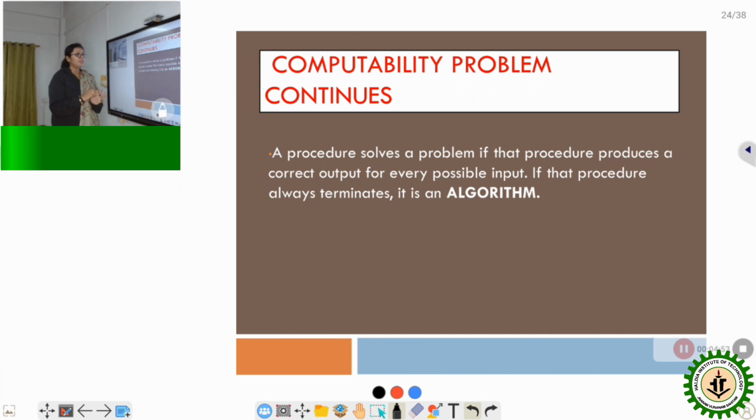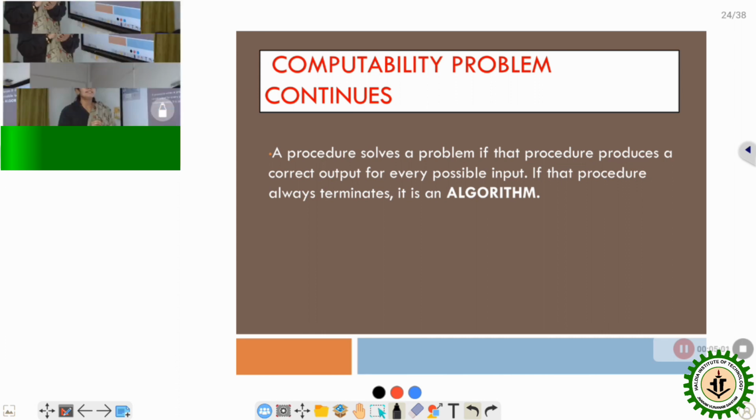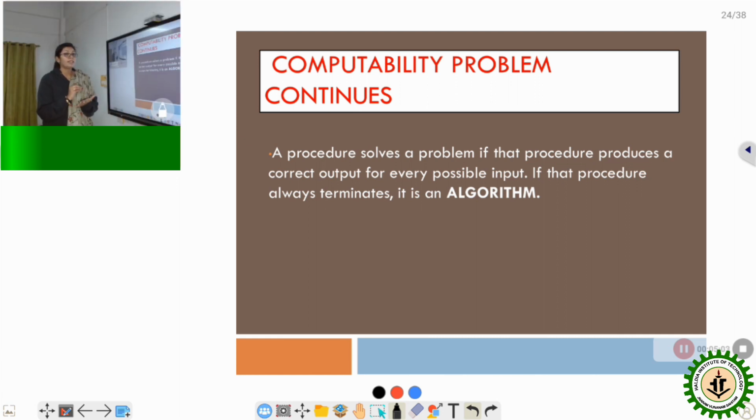Now, if I do 3 plus 2 and I get 4, that means the same plus sign is giving me a wrong output. That is not an algorithm. If that summation or addition gives me the correct output each and every time, then it will be called an algorithm. Okay.